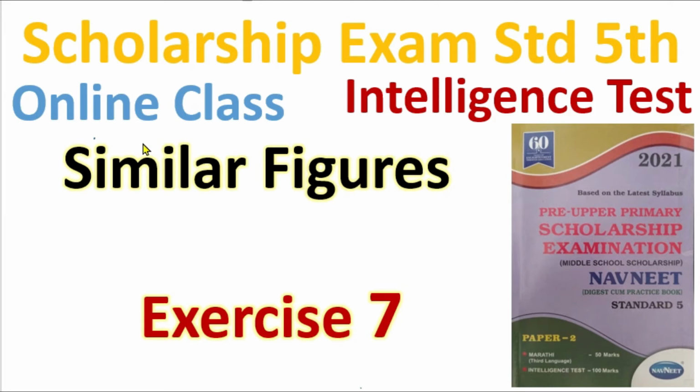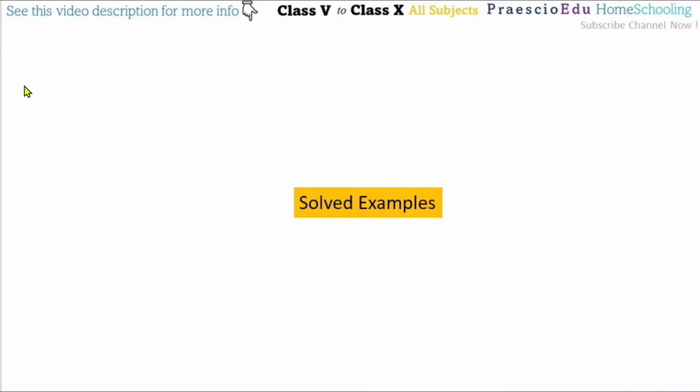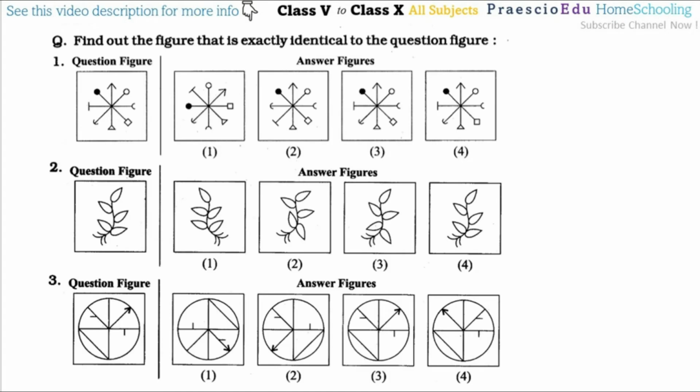This is the scholarship exam standard 5th online class, subject intelligent test, and the topic is similar figures. Similar figures means exactly the same as it is. We have to find out the figures. This is exercise 7, which is available in our Navneet digest. We are going to see some solved examples in our digest, page number 190. These questions are given, so we are making the overview for this one.